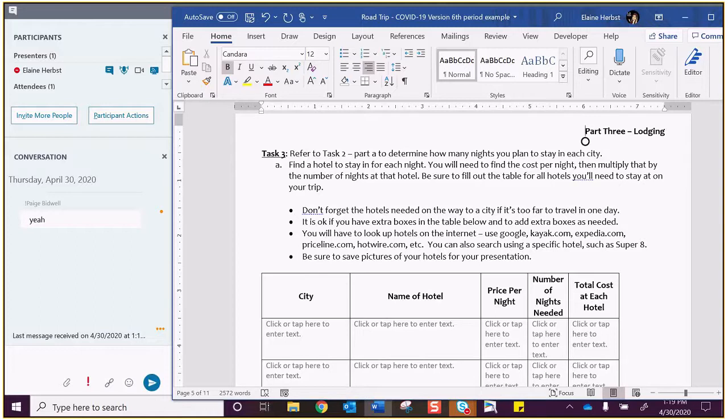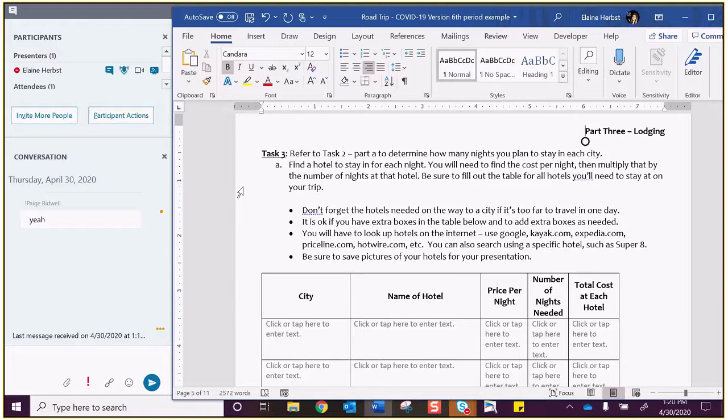There's another portion of the trip where you're also probably going to have to rent some hotels, and this is part of the trip that we don't want to forget about, because this is what yesterday we realized was going to extend the length of our trip outside of just how many days we're at each city. So task 3 says, refer to task 2, part A, to determine how many nights you plan to stay in each city. The first part is find a hotel to stay in for each night. You will need to find the cost per night, then multiply that by the number of nights at that hotel. Be sure to fill out the table for all hotels you'll need to stay at on your trip.